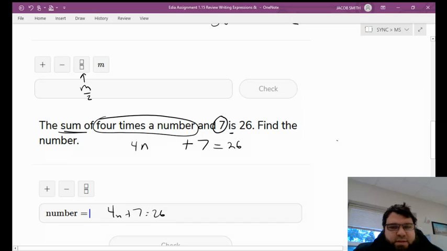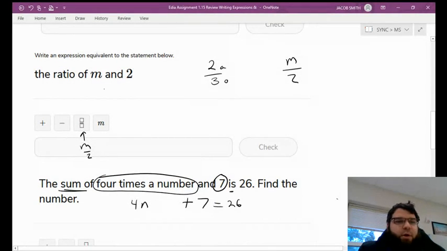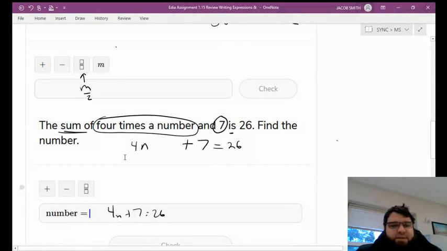No, because what is this asking us? It didn't ask us to write the expression like it did up here. Up here it said write an expression. That's not what it asked us this time. It says to find the number. All right, so we need to actually find the number that's going to make this true.